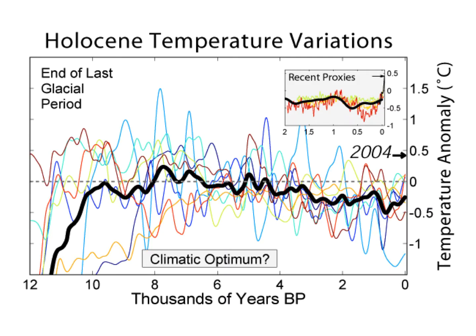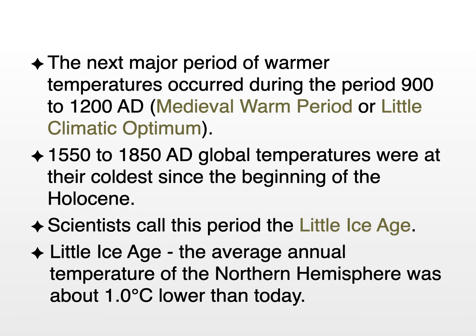Now, temperatures didn't just continually drop after the climatic optimum. There was another warm period that lasted about 300-400 years, known as the medieval warm period, or the Little Climatic Optimum. And it dates somewhere around 900 to 1200 AD. And then between 1550 and 1850 AD, we get some of the coldest temperatures since the beginning of the Holocene, and scientists call this period the Little Ice Age.